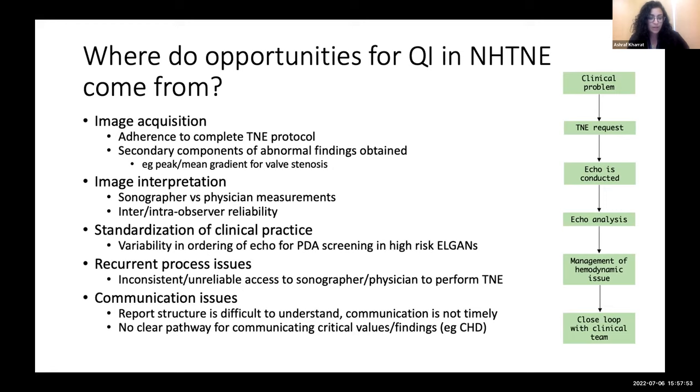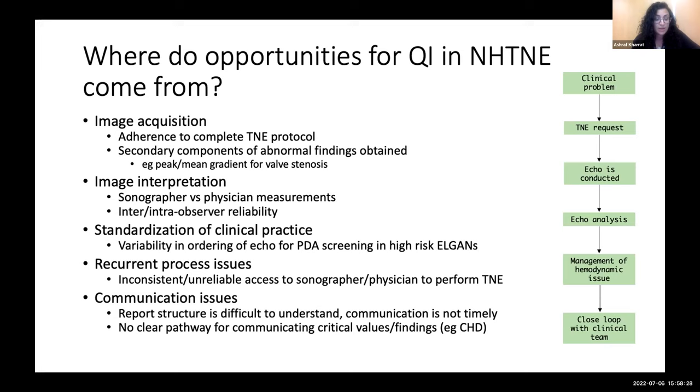So a lot of studies talk about inter and intra-observer variability in terms of how measurements are conducted or qualitative assessments are performed. But again, these are things that need to be considered when you have multiple people involved in both acquiring and analyzing the image. The practice needs to have some degree of standardization. So obviously different TNE physicians will have different approaches, but there needs to be not significant variability in practices. And usually if it's just one or two people, the practices are pretty well aligned. If there are process issues that come up frequently, these need to be addressed.